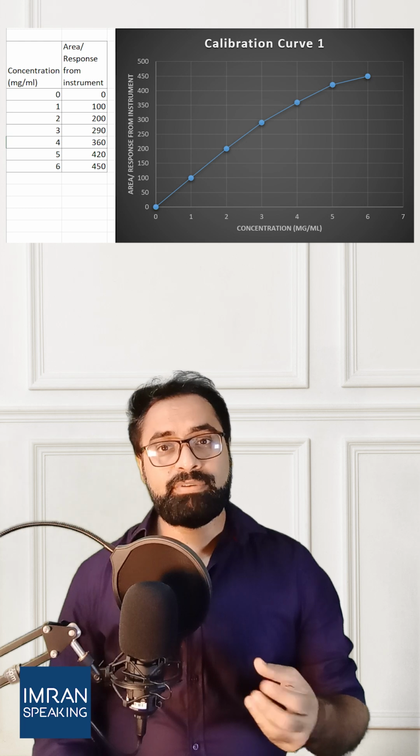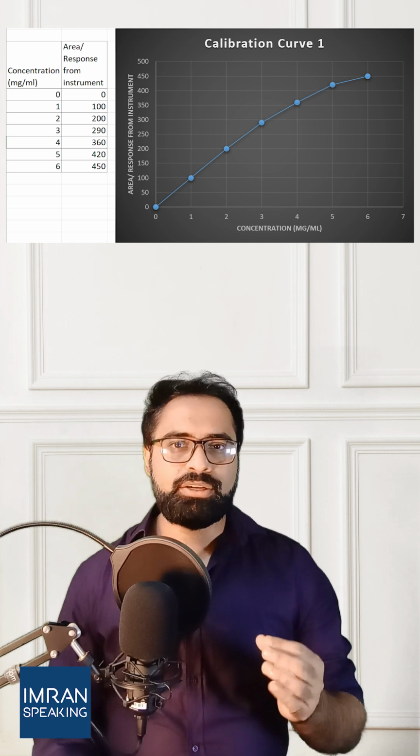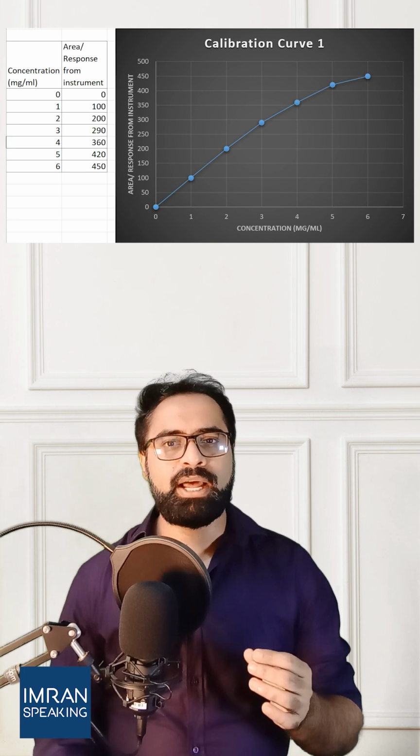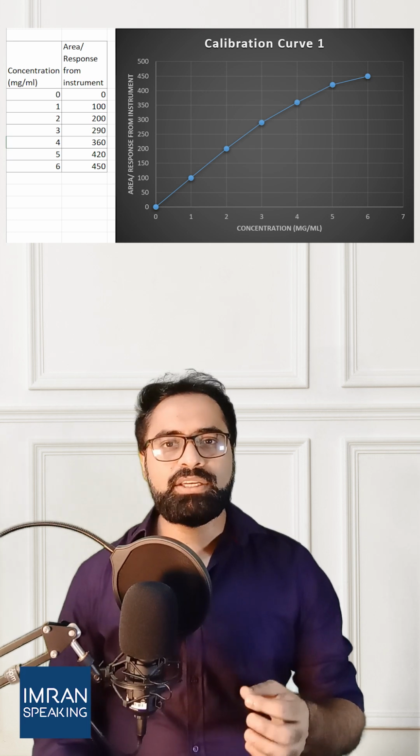If the calibration curve is linear, then we can determine any unknown concentration from the area obtained from the analysis. So, to validate any quantitative analytical method, linearity is one of the most crucial aspects to test.